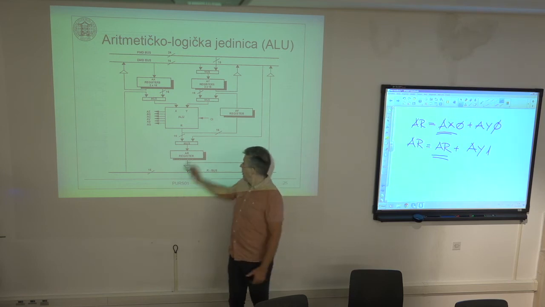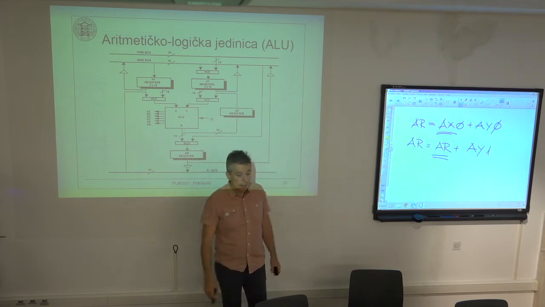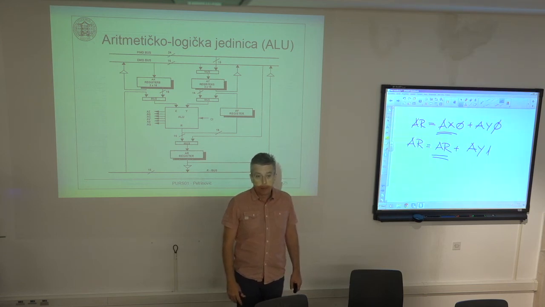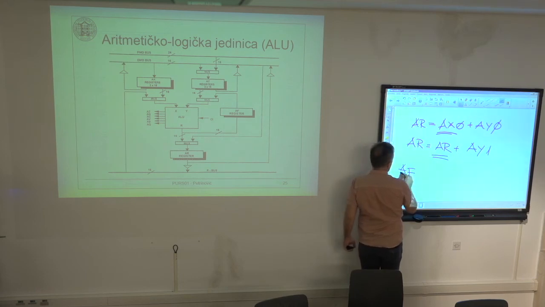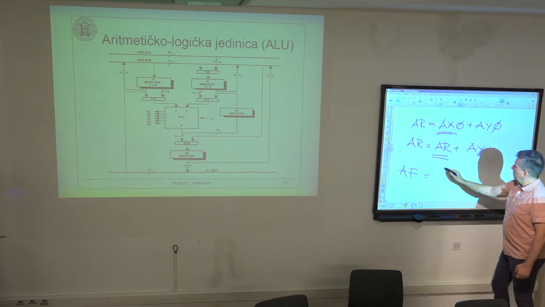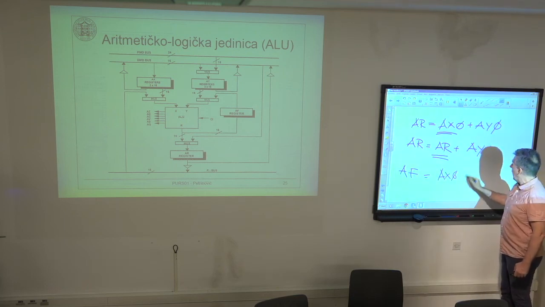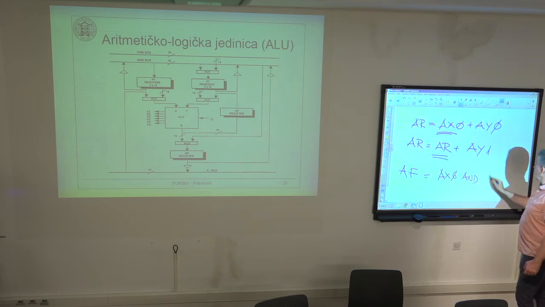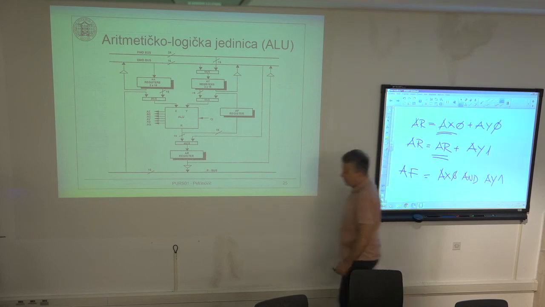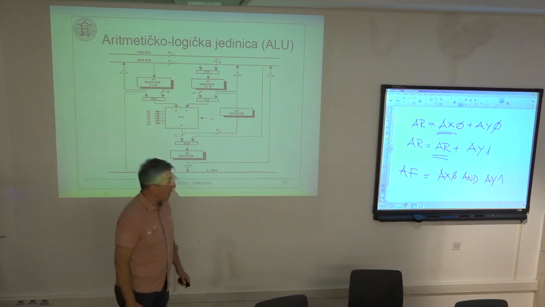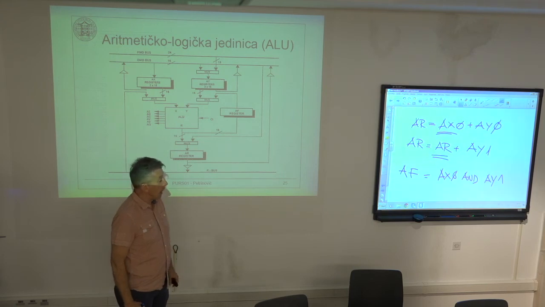Similarly, I have this auxiliary or feedback register. This AF can also be used as an output register. So I simply write AF is equal to some ALU operation. For example, I can use AX0 and AY1, as an example. So I compute the logical AND operation between the 16-bit value stored in AX0 register and register AY1.